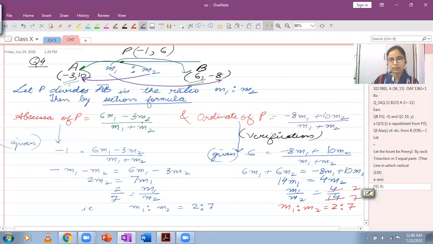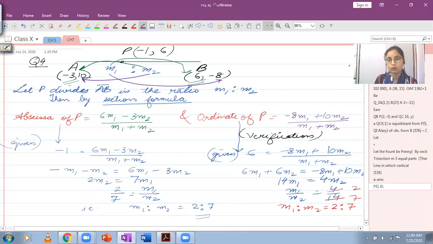So I actually made a mistake yesterday while I was solving this question, so I had to redo this. One of the students sent me a query, ma'am, this is not verifying. So I looked at the answer and I realized that I had not cross multiplied. So I have done it again. The ratio that we calculated yesterday came out to be 7:2, which was wrong. So the correct answer is 2:7.